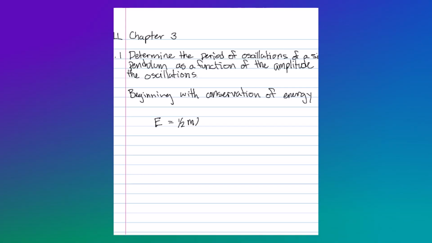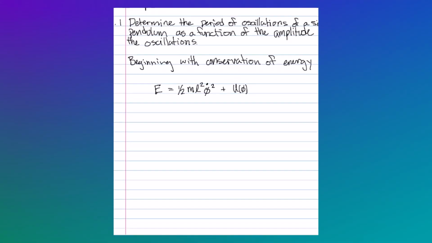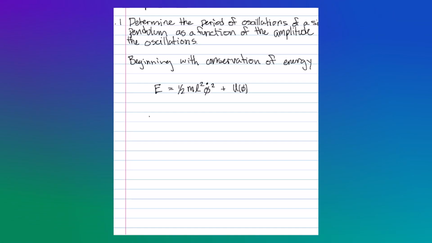We've got the kinetic energy component, 1/2 mL squared phi dot squared. And we're going to add to it the potential energy as a function of phi. Now we're going to solve for phi dot, starting by solving for phi dot squared. This is just rearranging terms as needed. So we subtract U to the other side and divide by the coefficients.